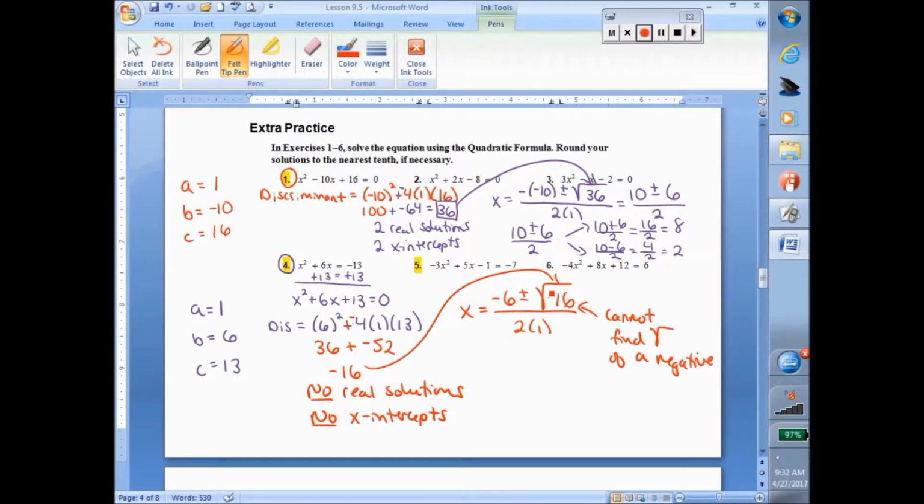Now, along with this, the idea of not being able to find the square root of a negative links us back to this idea of real solutions. I know some of you are probably wondering, why are we writing 2 real solutions or no real solutions? Well, if and when you take Algebra 2, you will learn about a set of numbers called the imaginary numbers. The imaginary numbers help us find the square root of a negative. But for our purposes right now, we work with the set of real numbers, and there's not a real number I can use to find the square root of a negative.